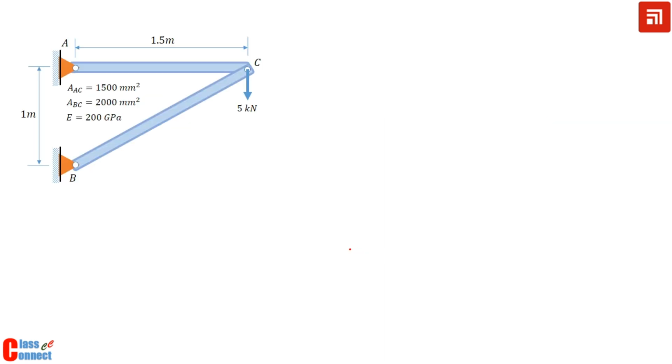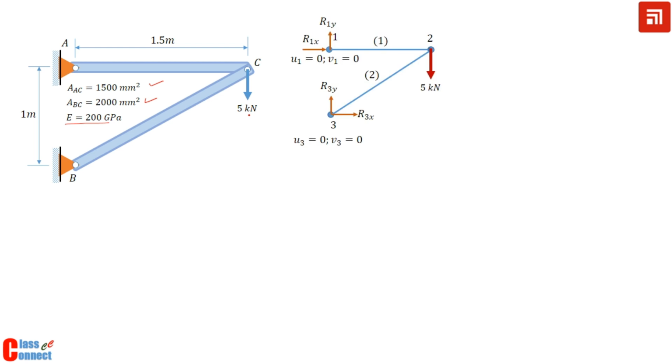Now we can apply the element equation to solve this example of a truss assembly. In this, the horizontal member is 1.5 meter long. The distance between the two hinge supports or pin supports is 1 meter. The areas are also given to find out the element properties. So E is 200 gigapascal and the load acting at point C is 5 kilonewton.